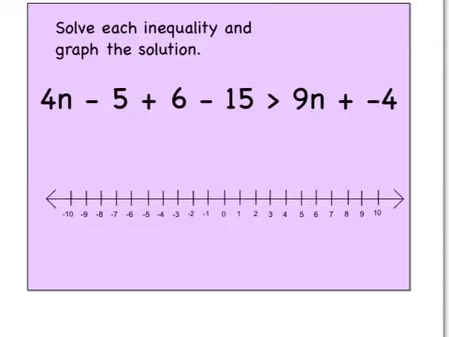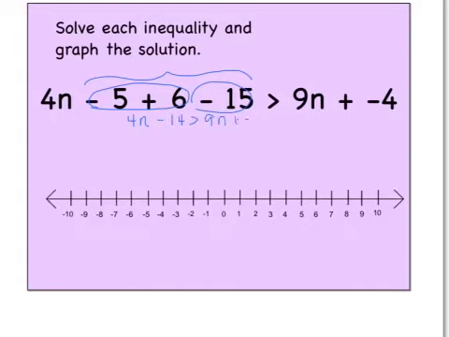Here, we're first combining our like terms on each side. So here we've got 4n. This would give us 1 minus 15, so minus 14, is greater than 9n plus negative 4. Okay, so now I'm going to subtract 9n from each side, which gives us negative 5n minus 14 is greater than a negative 4. Add 14 to each side.